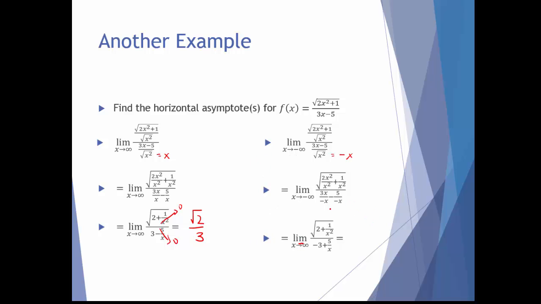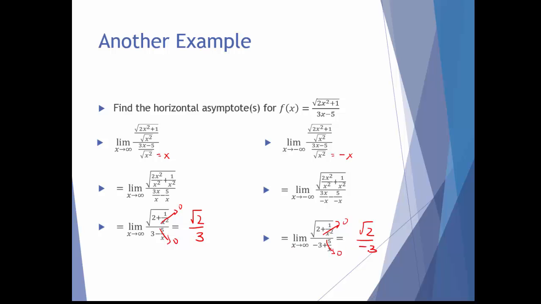When we simplify this, the 3x over negative x now simplifies to negative 3 instead of positive 3, and the 5 over negative x becomes negative 5 over x, but when paired with the negative in front of it, it becomes a plus. But still, as you take the limit as x approaches negative infinity, the constants stay constants, and anything that has a constant in the numerator and a variable in the denominator goes to 0. So this time we end up at the square root of 2 over negative 3.